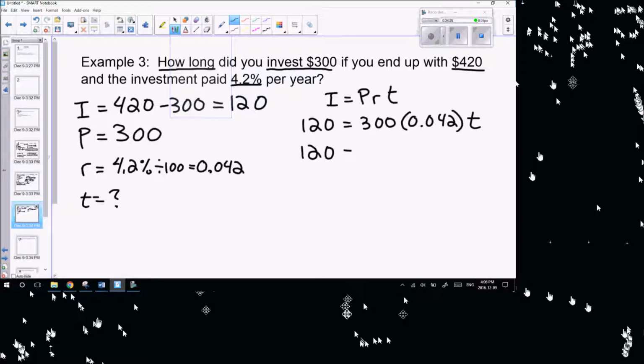Now we need to solve for t. So let's put these two numbers together here. We multiply the 300 by the 0.042, so that we get 12.6 t. And then to get our t by itself, we need to divide out by that 12.6.